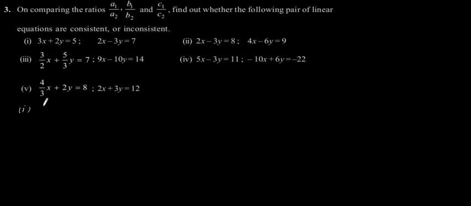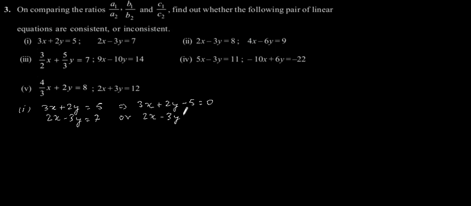First, 3x plus 2y is equal to 5, or we can write 3x plus 2y minus 5 is equal to 0. Second equation is 2x minus 3y is equal to 7, or 2x minus 3y minus 7 is equal to 0.